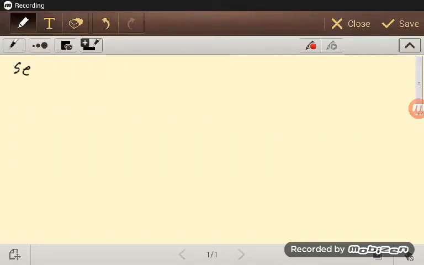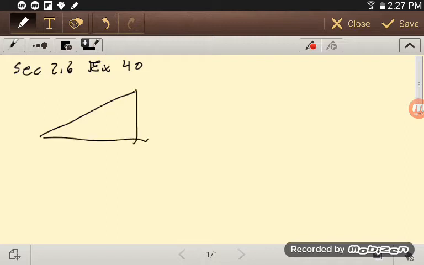So this is section 2.6, exercise 40. This is an angle of elevation problem. They give us a picture. We've got our airplane up here, and we're told it is 5 miles high. We're told that is some angle theta.